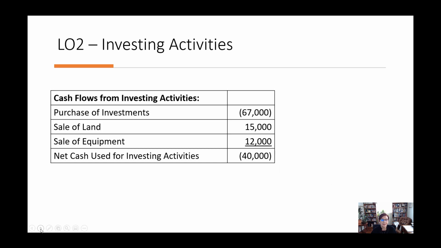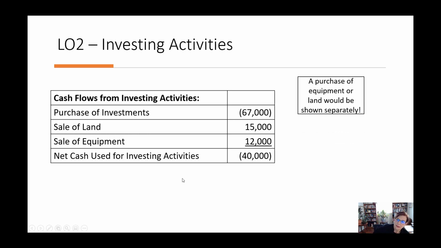Now let's take a look at investing activities. This is a typical investing activities section. We have a purchase of investments, we have a sale of land, and we have a sale of equipment. Notice that a purchase of equipment, if you have a purchase and a sale, it would be shown separately. So in this case, we don't have a purchase of equipment, we only have a sale. But if you had a purchase of equipment, that would be shown separately. And remember that we are netting these together, so we have a minus 67, a plus 15, and a plus 12. And if you take the 15 and 12 and minus 67, you're going to get a negative 40,000.